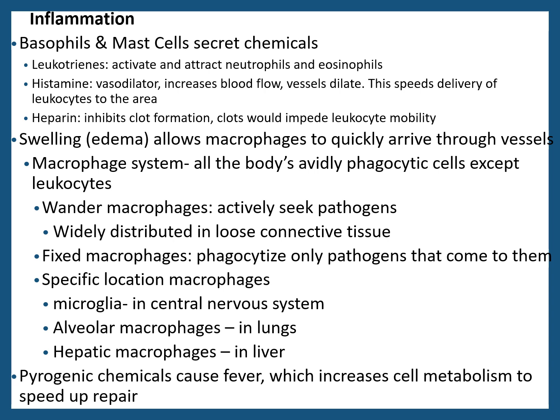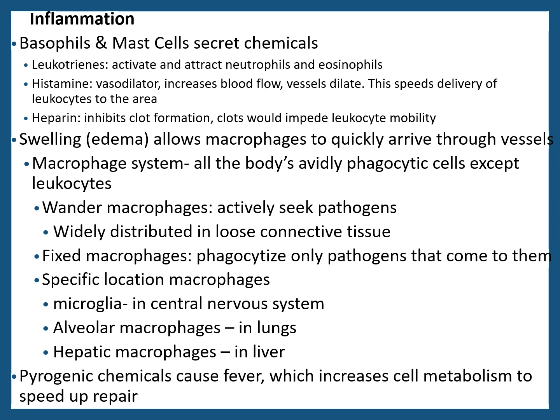And when we have all of these macrophages, it forms what's called the macrophage system. And so this includes all of these very avid phagocytic cells, except for the leukocytes. You have these macrophages that wander around that are actively seeking pathogens, and they're widely found in loose connective tissue. But then you also have some macrophages that are fixed in position, like in the lymph nodes. And so those are going to phagocytize only pathogens that come to them.